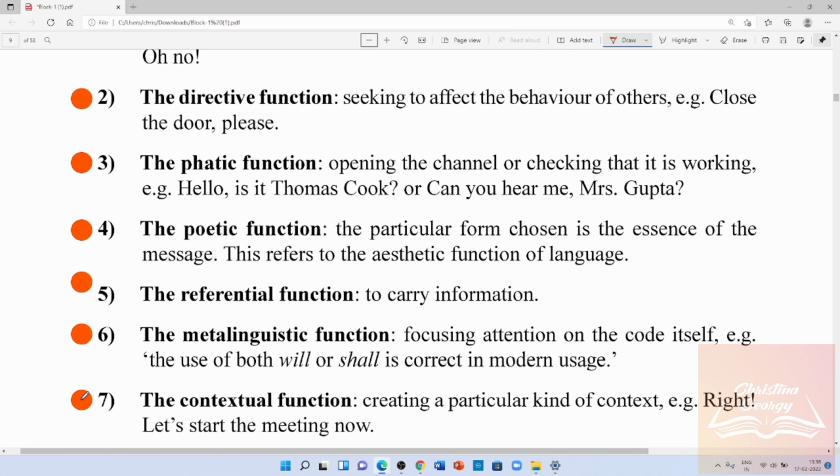What do you mean by referential function? This is used to carry information. We also have the metalinguistic function, that is focusing attention on the code itself. For example, in modern usage, you are free to use will or shall. Both are accepted. And finally, the contextual function, that is creating a particular kind of context.